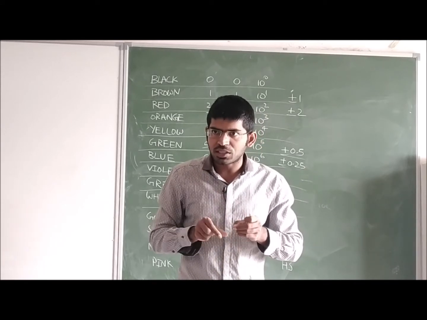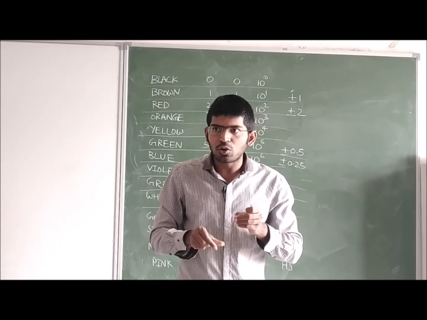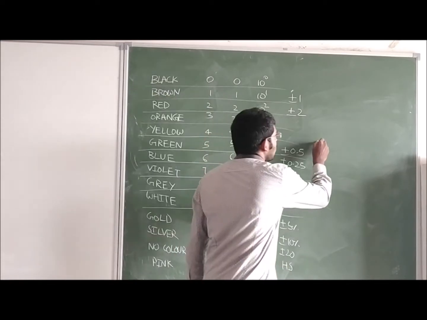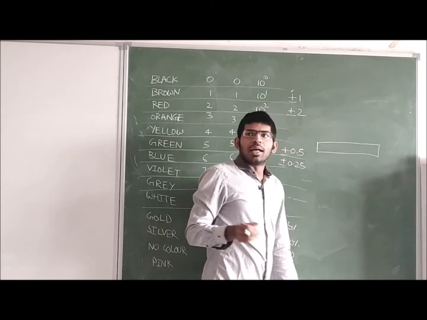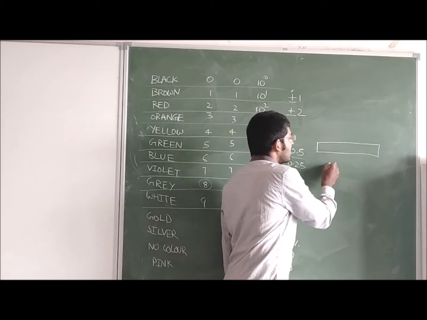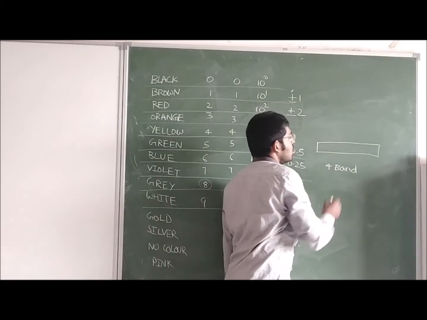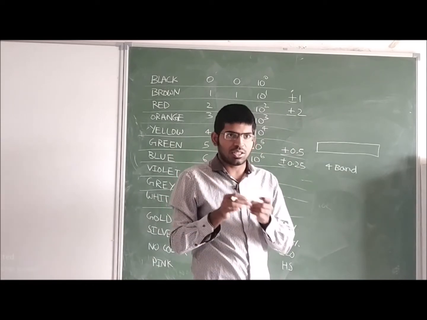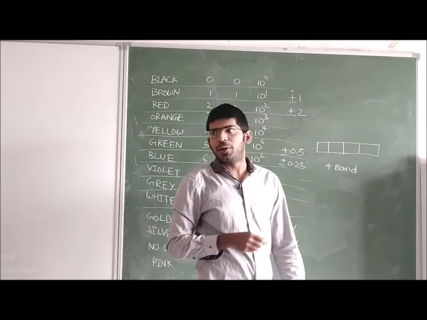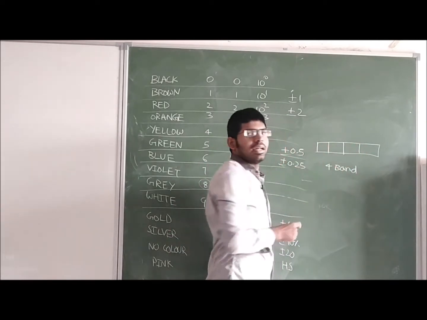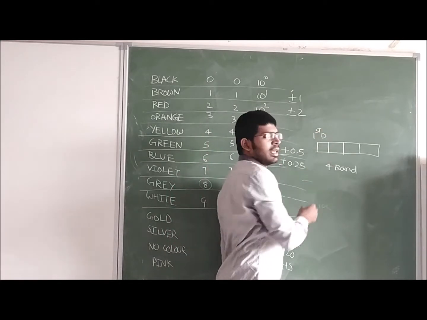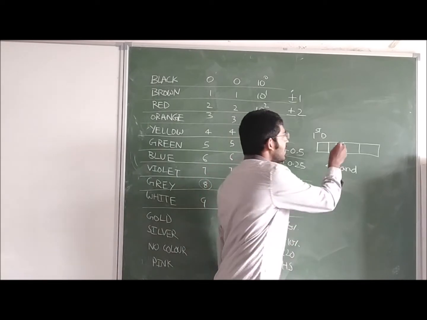Now in this class we will discuss how to find out the value of this resistor by using the color code. First of all, to find the value, there are three methods we will discuss. First we will discuss the 4-band resistor. So there are 4 color bands on this resistor: first color band, second color band, third color band and fourth color band. The first color band denotes the first digit. The second color band denotes the second digit.